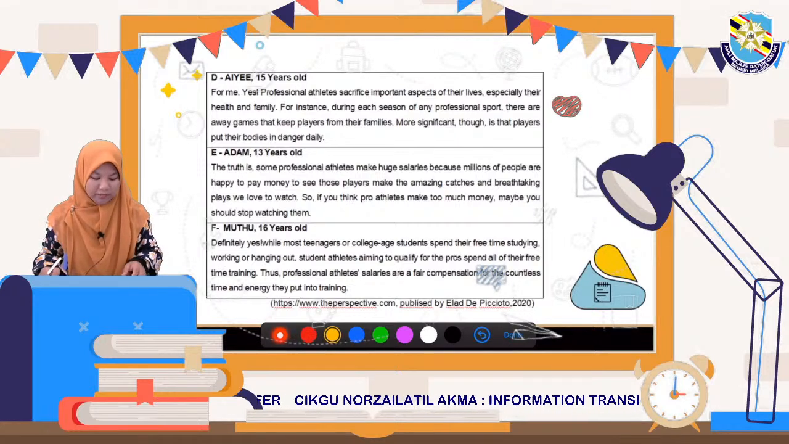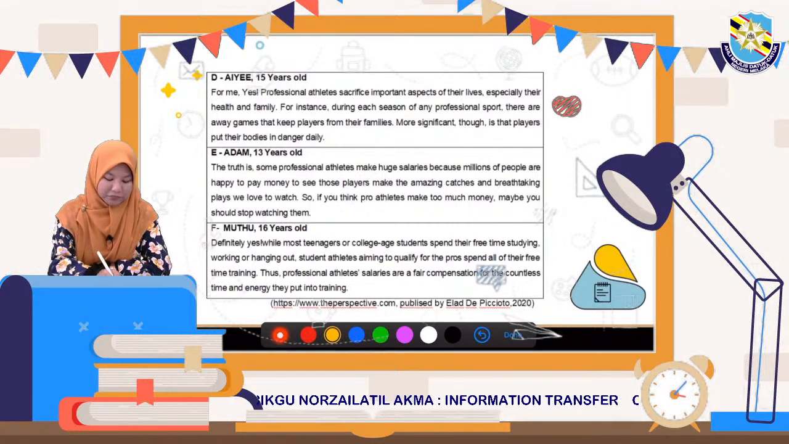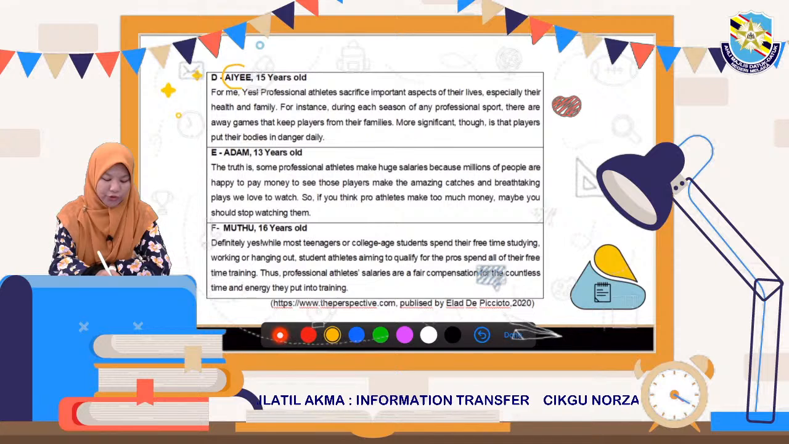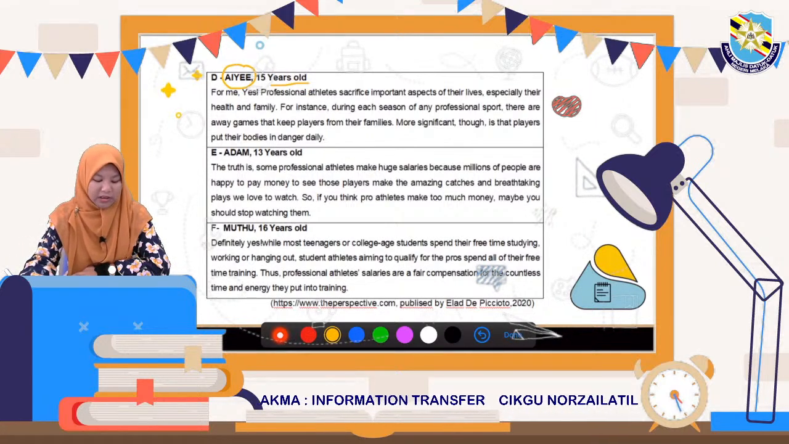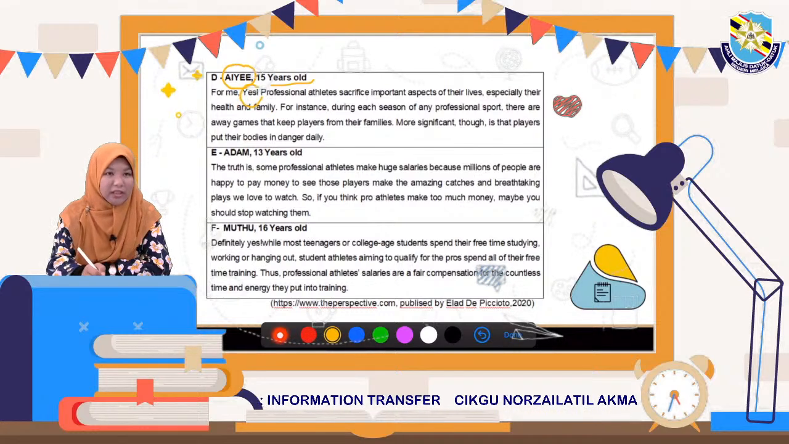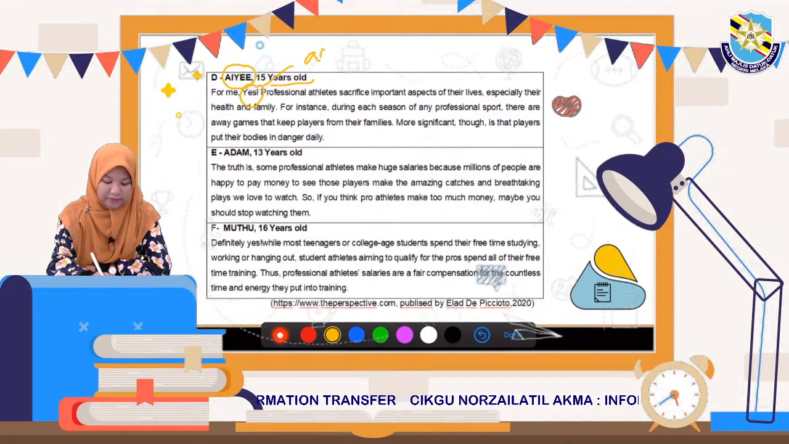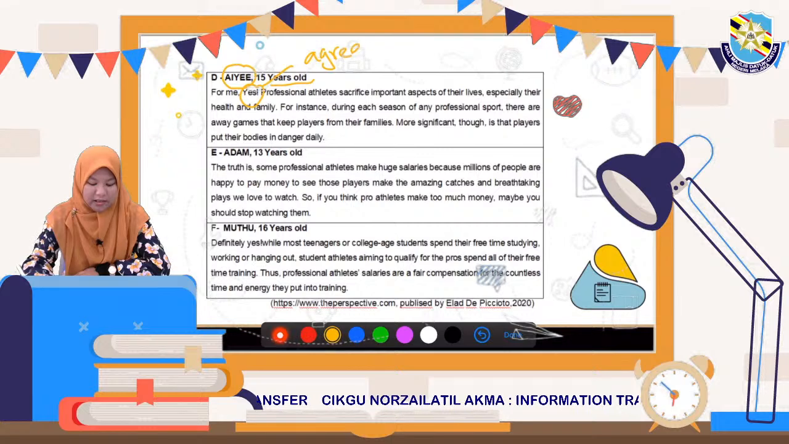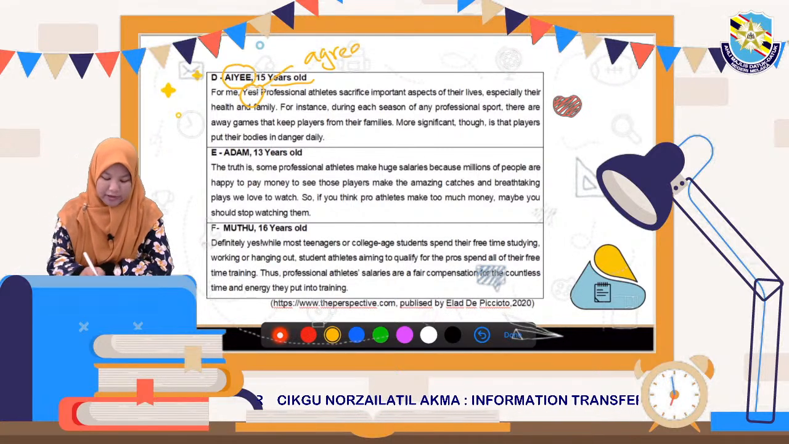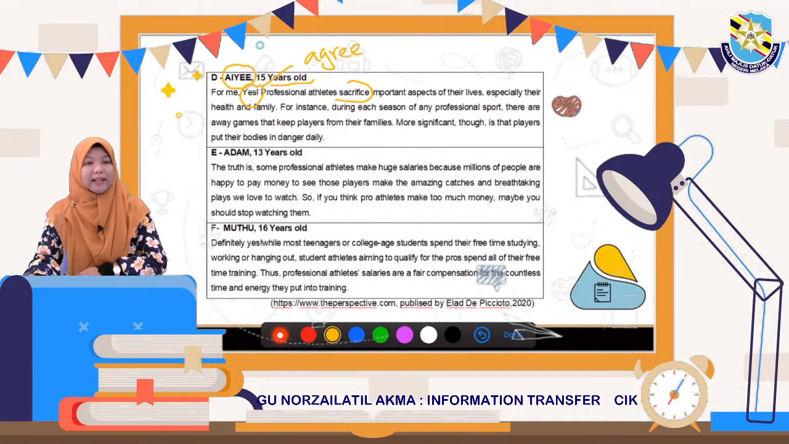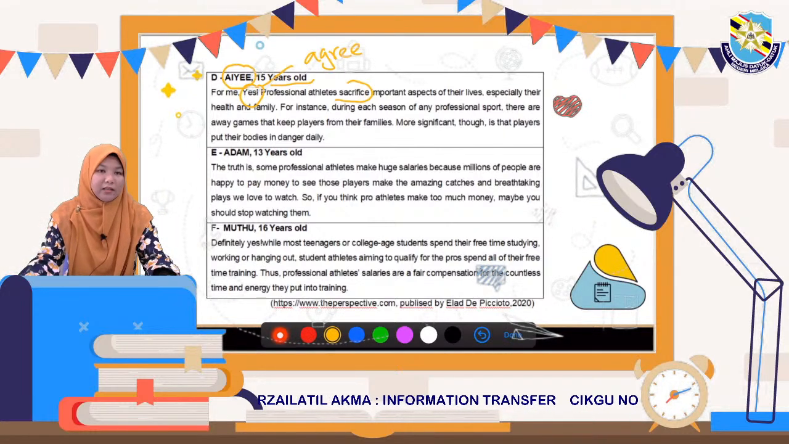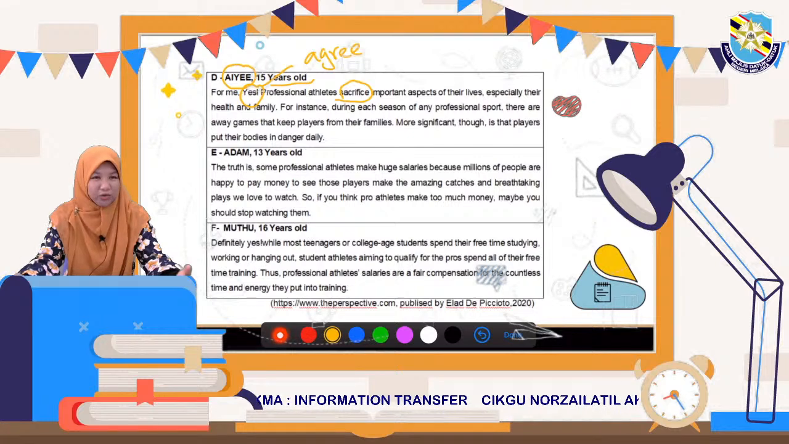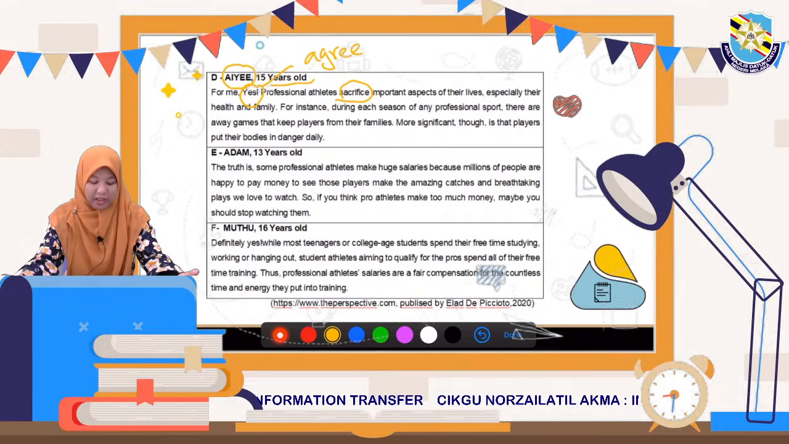Okay, let's look at opinion number 4 given by IE. IE is 15 years old, your junior in Form 3. For me, yes, this one is very clear cut. IE agrees with the matter. Professional athletes sacrifice important aspects of their life. Athletes make daily sacrifices, from small things to massive things. They make sacrifices almost every day.